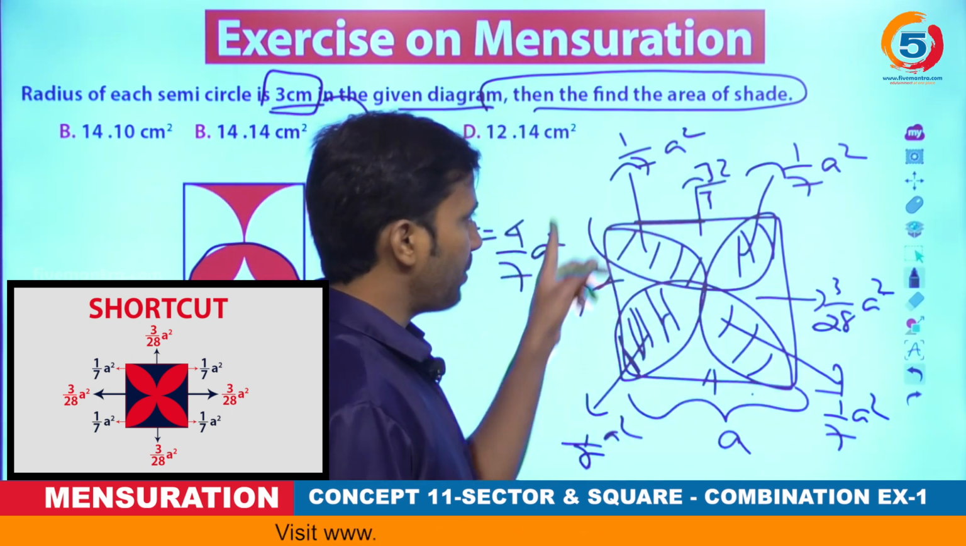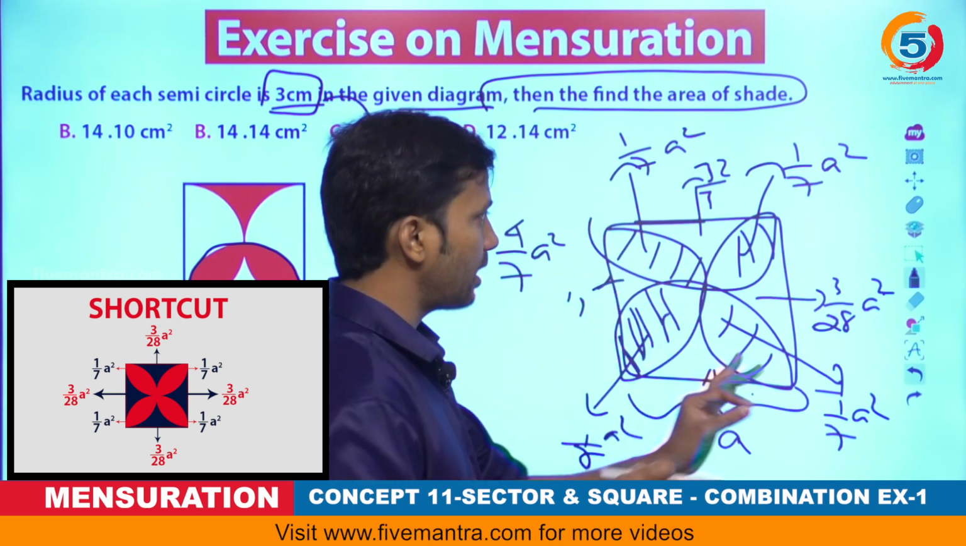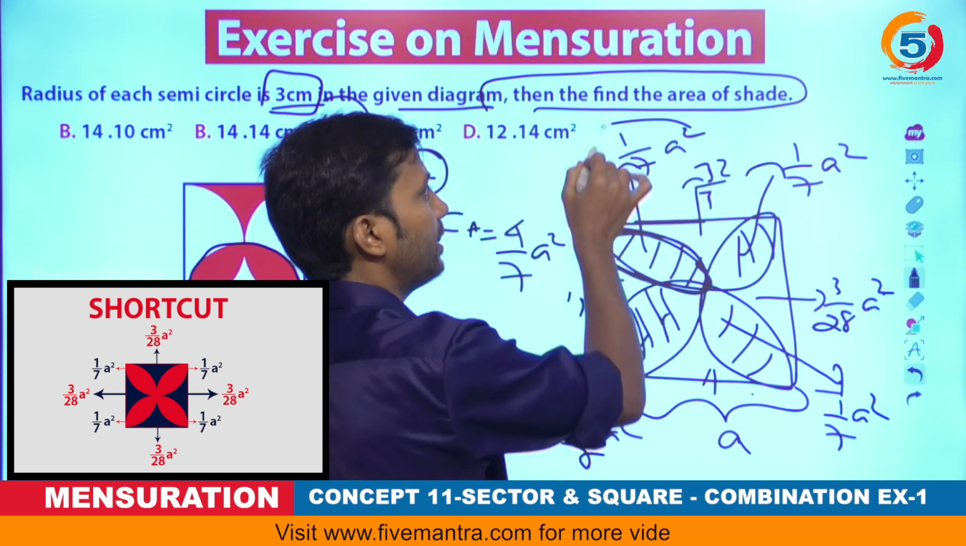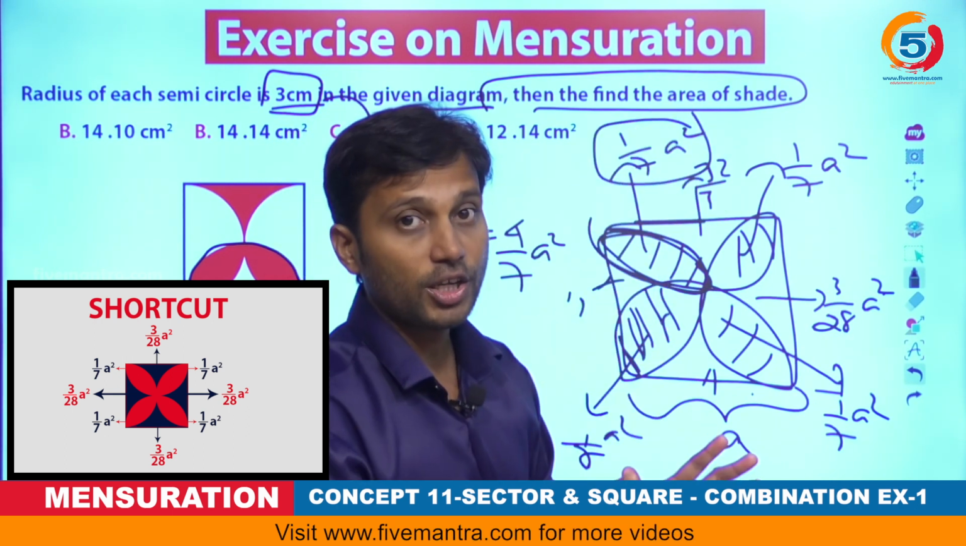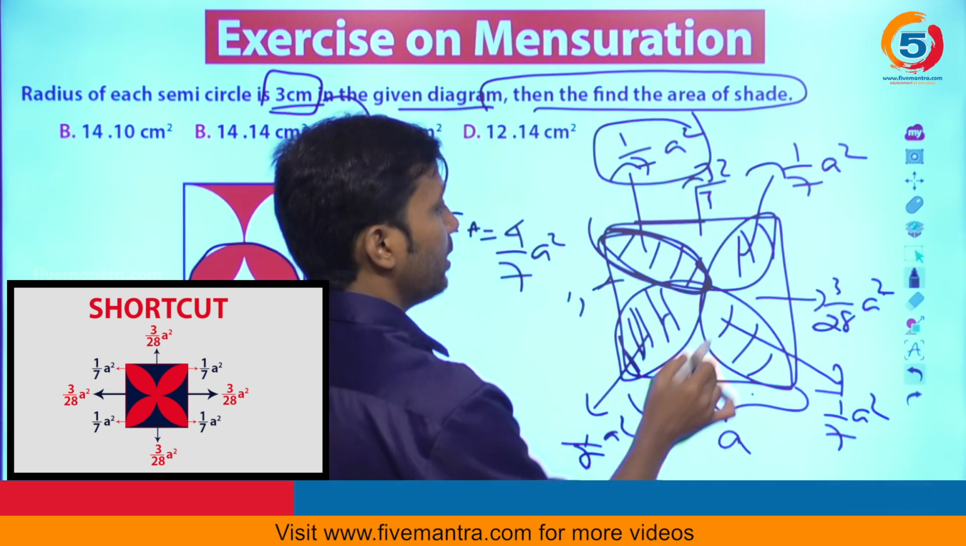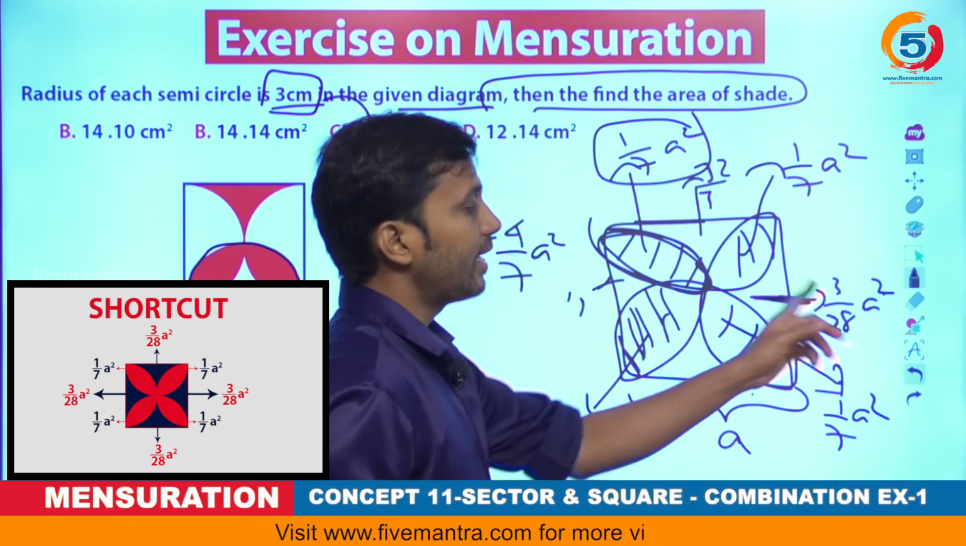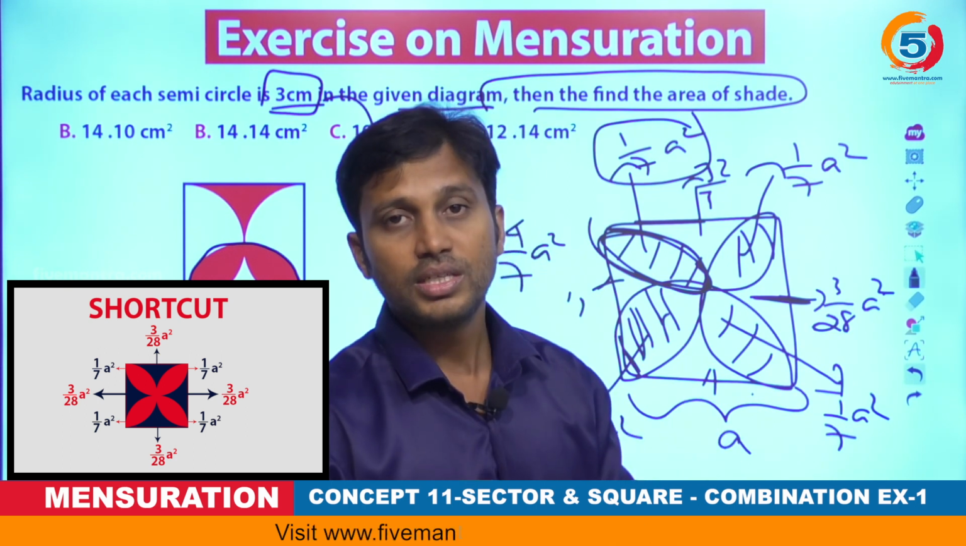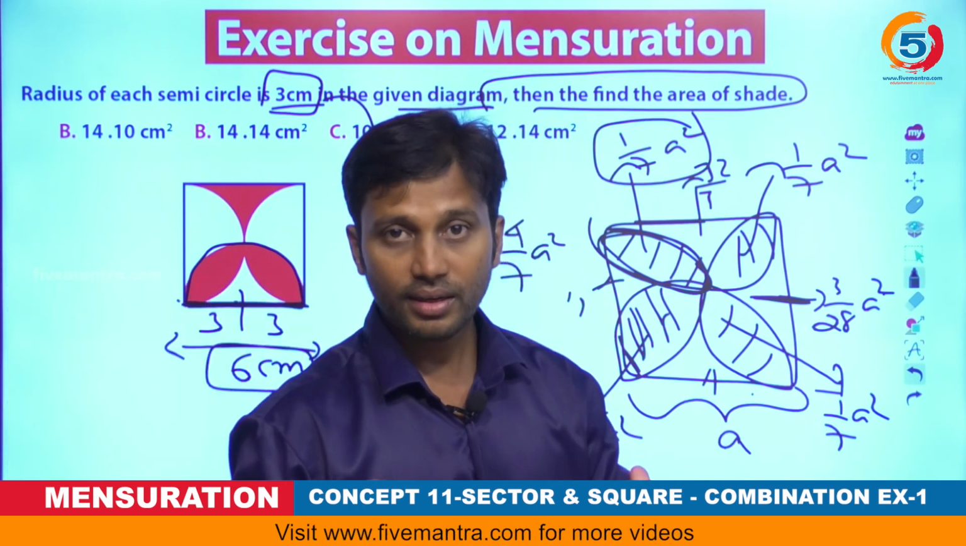Okay, this is a basic analysis. Once again, to recall, each flower petal is occupying 1 by 7 a square, meaning 1 by 7th part of the square area, and each gap is occupying 3 by 28 a square, meaning 3 by 28th part of the square area. Clear?